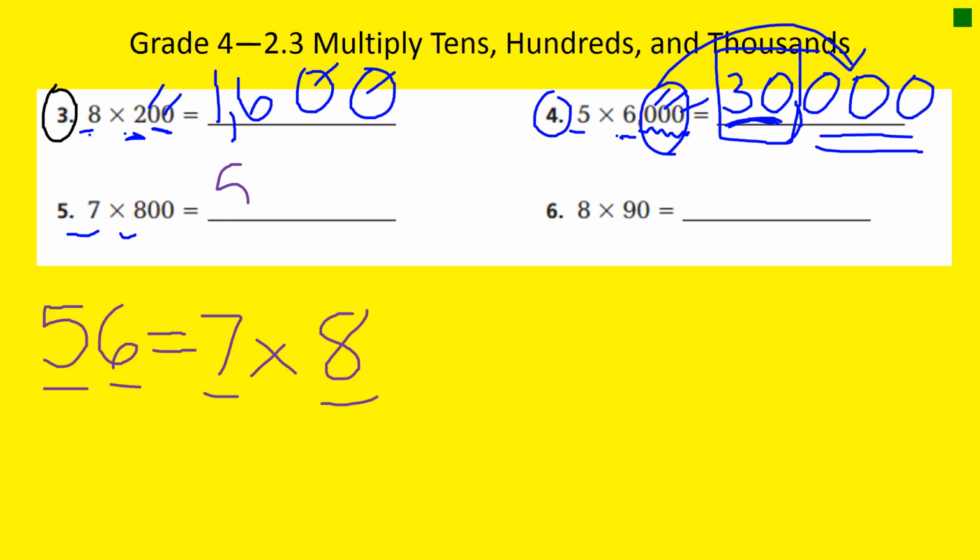So 56 is our basic fact, but it's not 7 times 8, it's 7 times 800. Make it 100 times bigger. 10 times bigger, 100 times bigger. 7 times 800 is 5,600. All right, on to number 6. 8 times 90. Our basic fact is 8 times 9.